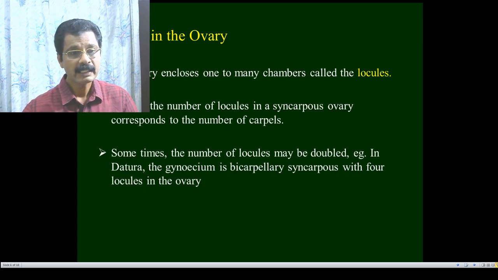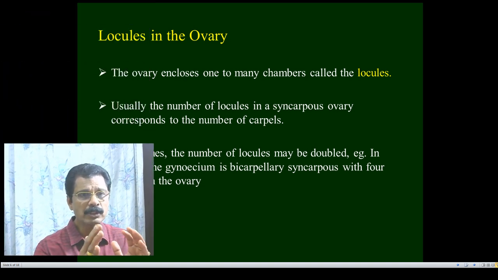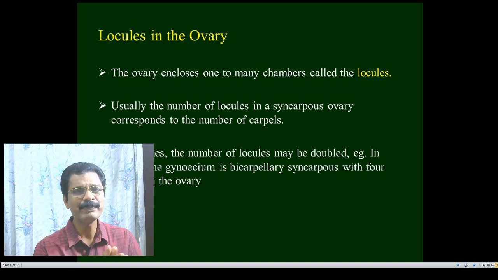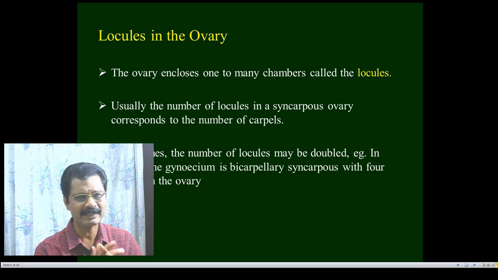Right? Then chambers. We call them locules in an ovary. The ovary encloses one to many chambers called locules. Usually the number of locules in a syncarpous ovary corresponds to the number of carpels. Right? If three carpels are fused, then you will get three chambers. Sometimes the locules may be doubled.